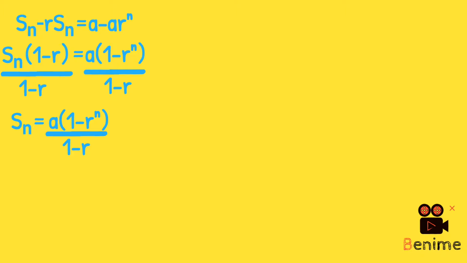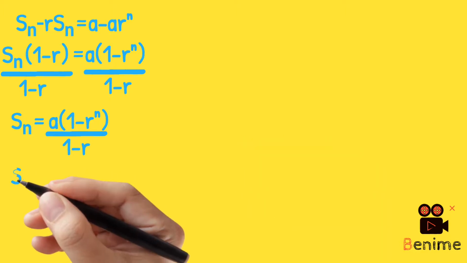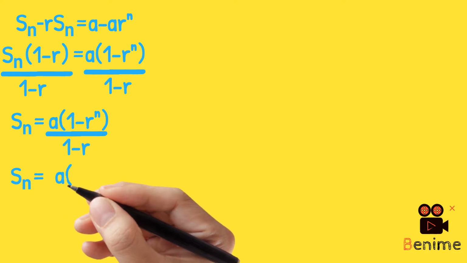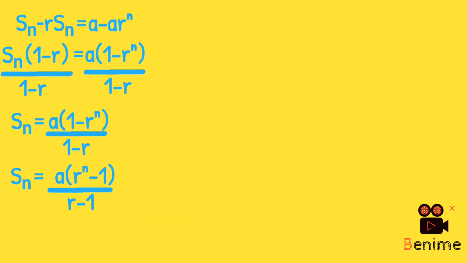If you do it the other way, subtracting equation 1 from equation 2, you get the second formula, which is Sn is equal to a open bracket r raised to the power of n minus 1 close bracket all over r minus 1. The formulas look alike. Actually, both formulas are the same. Both formulas can be used to solve any problem and you get the same answer.